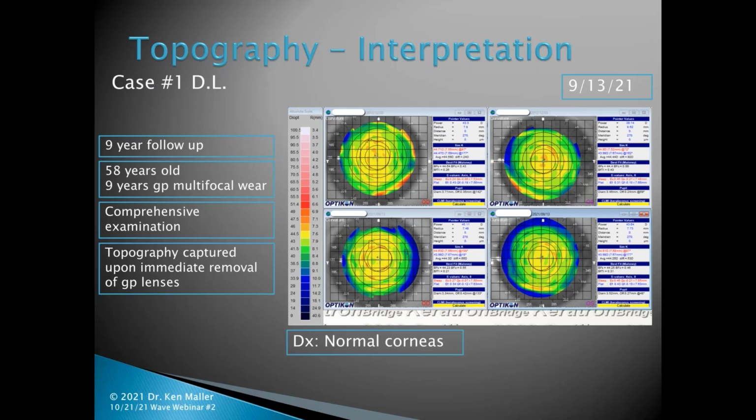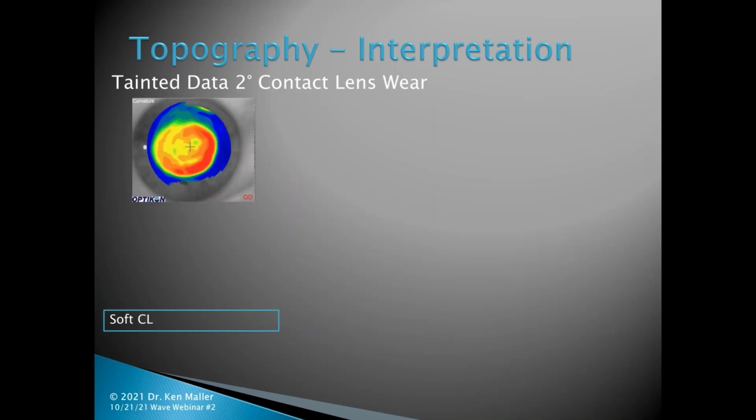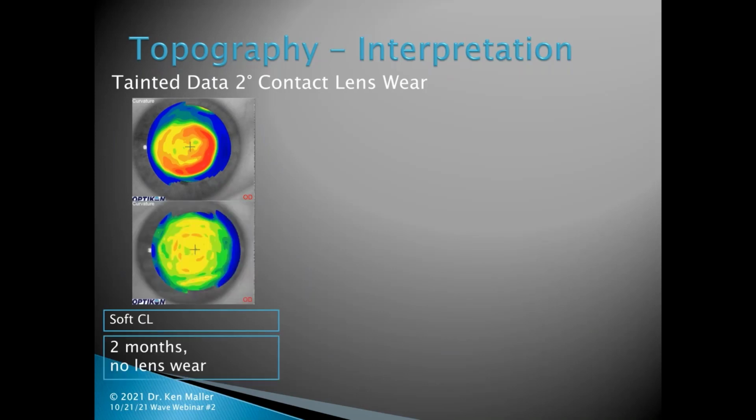So she has normal corneas, so let's take a look. The focus of this lecture is topography. So we take a look. That's tainted data secondary to contact lens wear from a soft lens. After 2 months of no lens wear, it was almost normal. And so that was much safer data to use to design a lens.